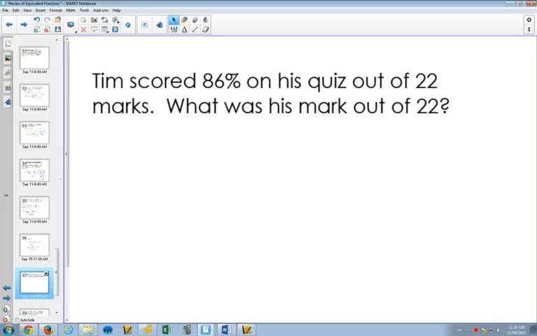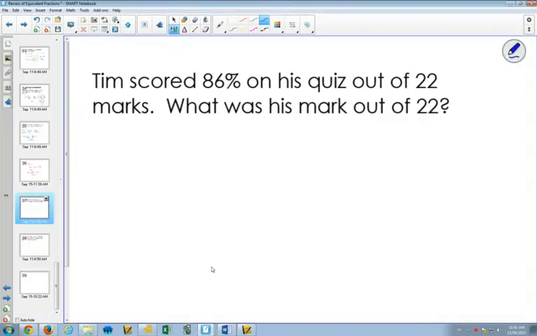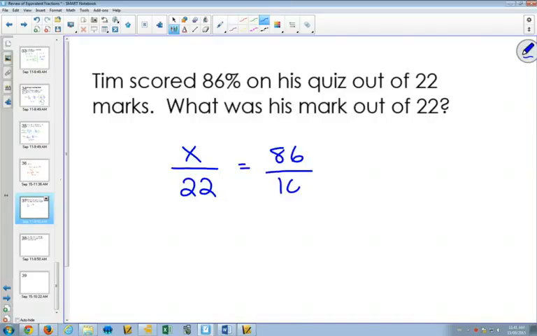Tim scored 86% on his quiz out of 22. What was his mark out of 22? So I'll let you try to figure this one out, give you some time to try. First of all, we want to check, did you set up the proportion correctly? He had a test out of 22, so we don't know what he scored out of 22. We know that this score is 86%, so it has to equal 86 out of 100.